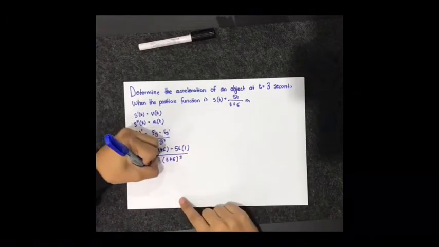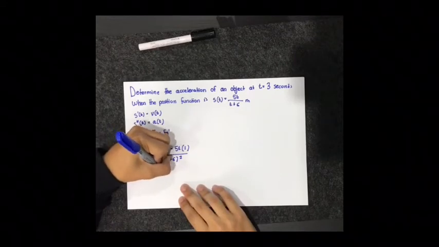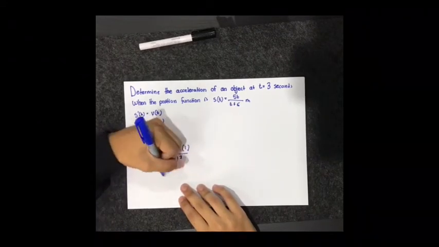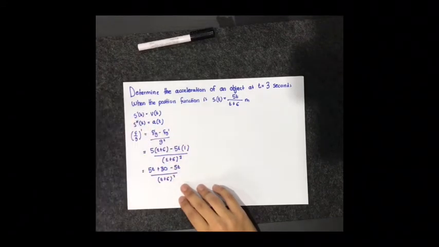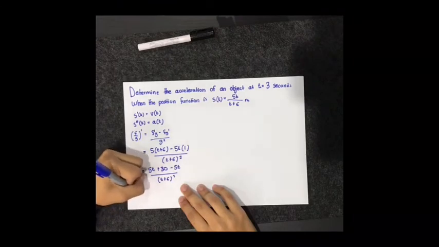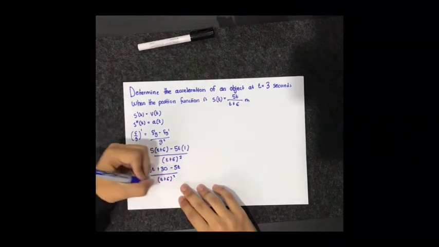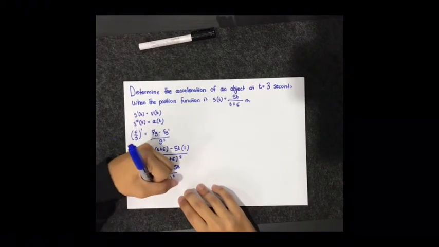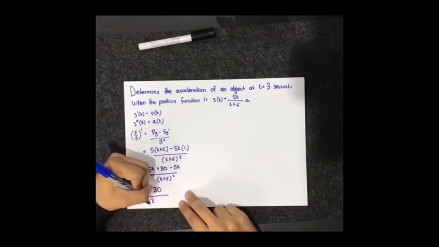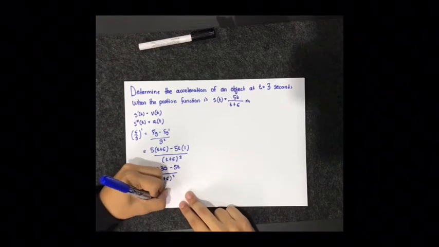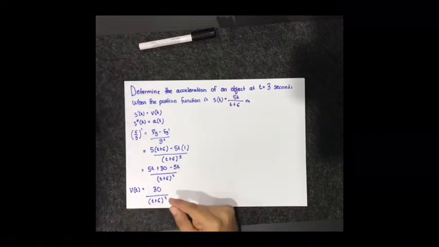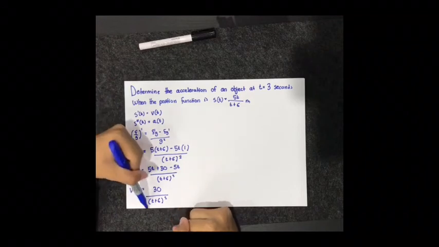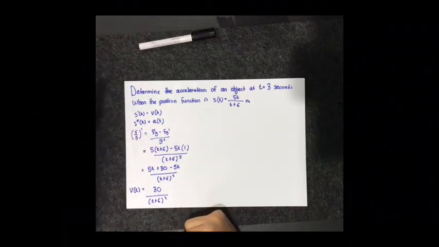So let's just do that real quickly. Minus 5t over (t plus 6) squared. So basically the velocity function, if we simplify it, would be 30 over (t plus 6) squared. Okay, so now we have to derive it one more time to get the acceleration function. Now we cannot use the quotient rule because there's only unknowns in the denominator. What we can do is the power rule.